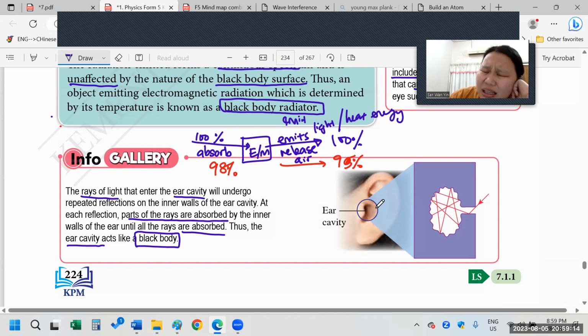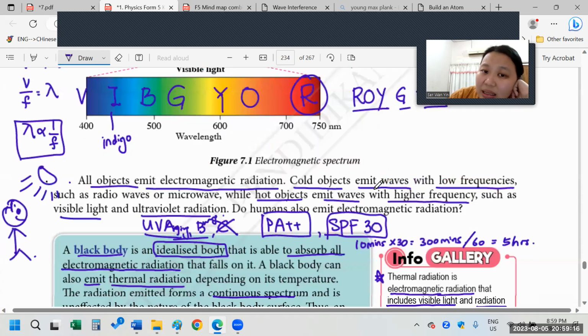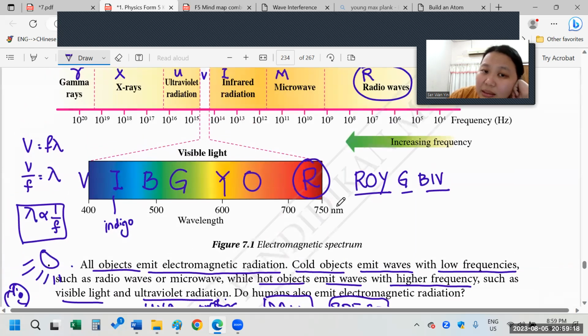Normally, here we say light. Here we refer to either infrared, visible light or ultraviolet. Other waves we don't study first. We just study what we can see first.